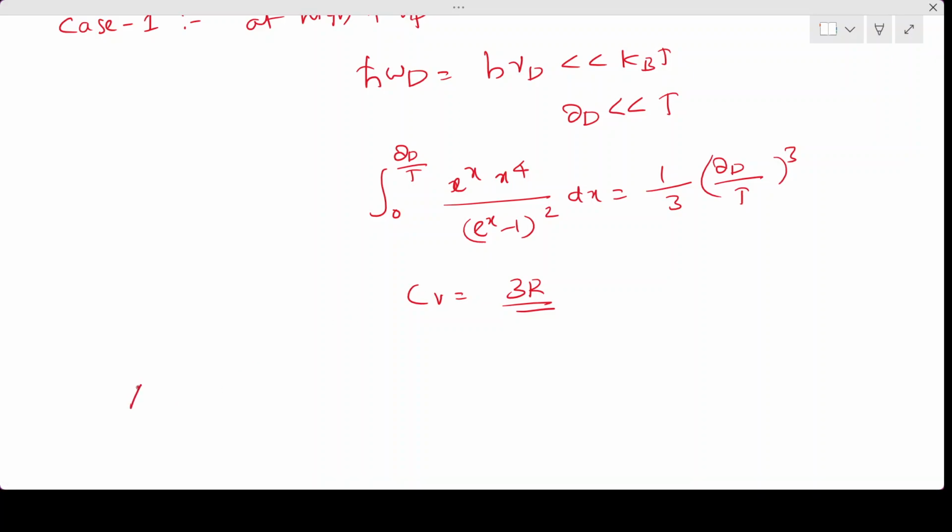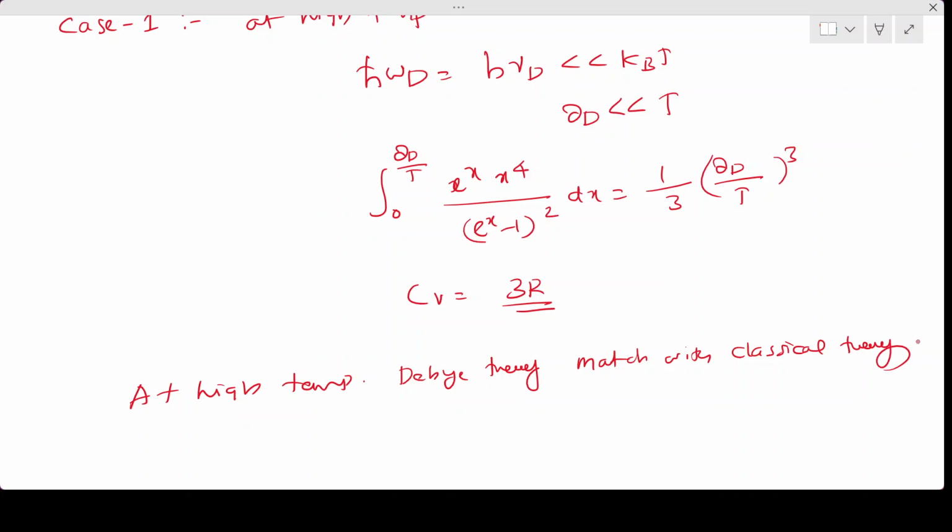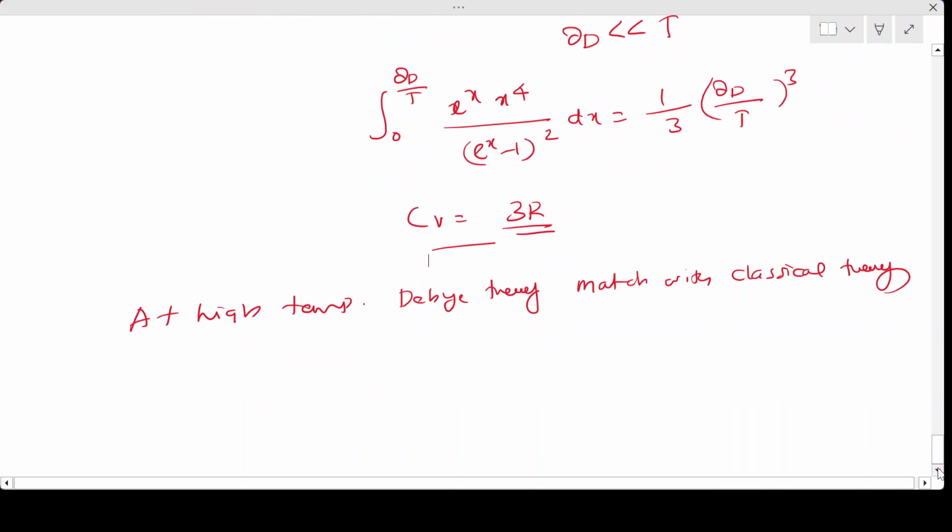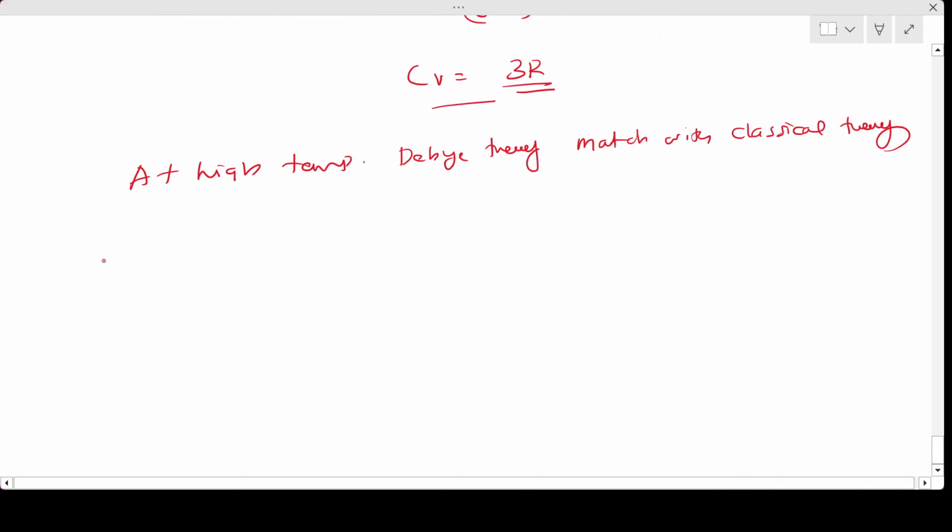So what it means is that at high temperature, Debye theory will match with the classical theory and the Einstein theory. So CV is constant. At high temperature, the specific heat capacity will be constant. So Debye theory is also satisfying that, and you can consider case 2 here.